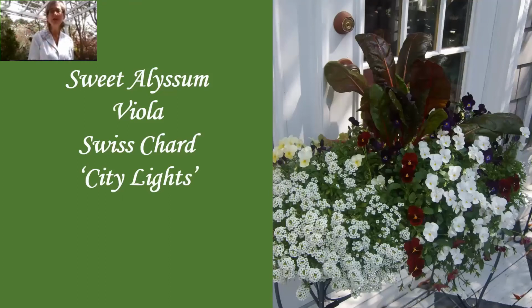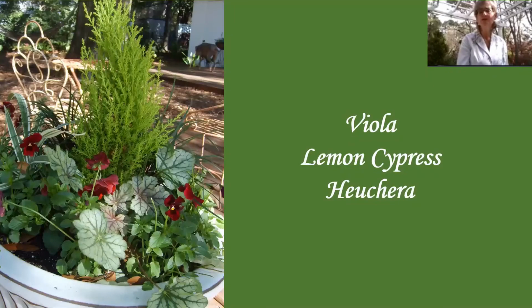But for sun, this Swiss chard City Lights is a great upright piece, as is parsley, if you want something that's herbaceous, and also you can eat it. It's really wonderful. But in the winter, it's hard to find that upright. So I do use a lot of shrubs as well for shade, especially.